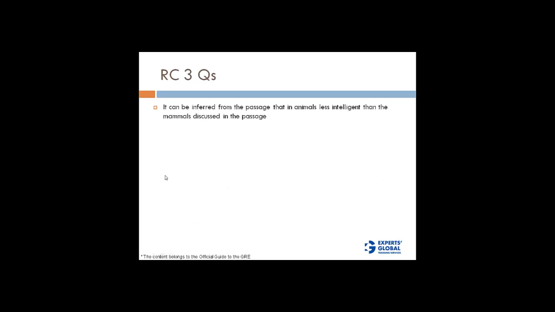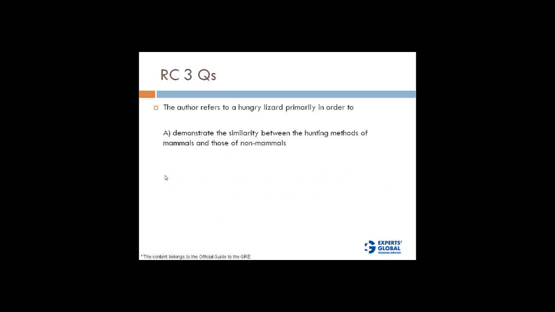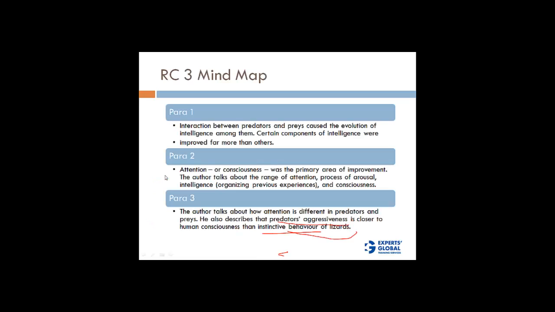Let's look at the next question. It can be inferred from the passage that in animals less intelligent than the mammals discussed in the passage. Okay. Where are we talking about intelligence? If you go back to the mind map, you will see that we are talking about intelligence as organizing previous experiences. So if some mammals are less intelligent, what are they going to know? How are they going to be different than animals of higher intelligence? So the animals with lower intelligence will not be able to organize previous experiences very well.